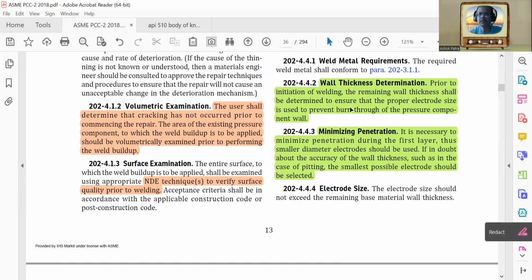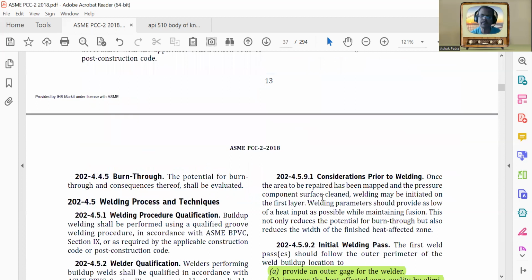Prior to initiation of welding, the remaining wall thickness shall be determined to ensure that the proper electrode size is used to prevent burn-through of the pressure component wall. It is necessary to minimize penetration during the first layer. Thus, smaller diameter electrodes should be used. If there is doubt about the accuracy of wall thickness, such as in the case of pitting, the smallest possible electrode should be selected.